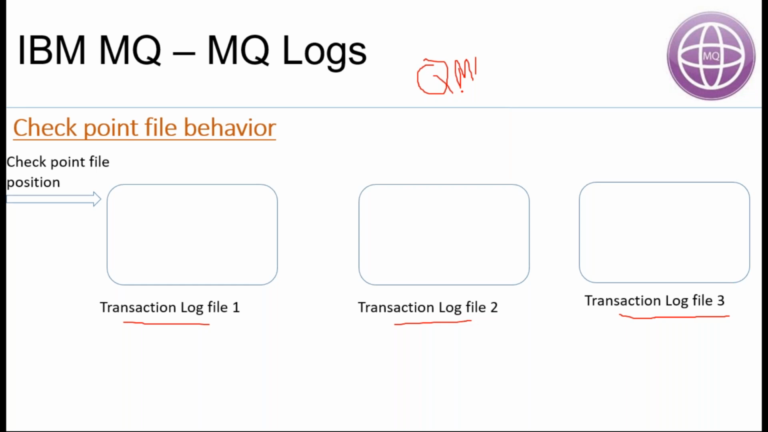Now, whenever the transaction log files are empty, in the beginning the checkpoint file of that particular queue manager indicates the beginning position of the first transaction log file. Whenever the checkpoint file is in this position, it means the queue manager understands, okay, I have to write down my transaction from this location. That is the meaning of the checkpoint file position. So if any transaction happens, for example, I have created a local queue, that will be recorded here because the checkpoint file position is here.